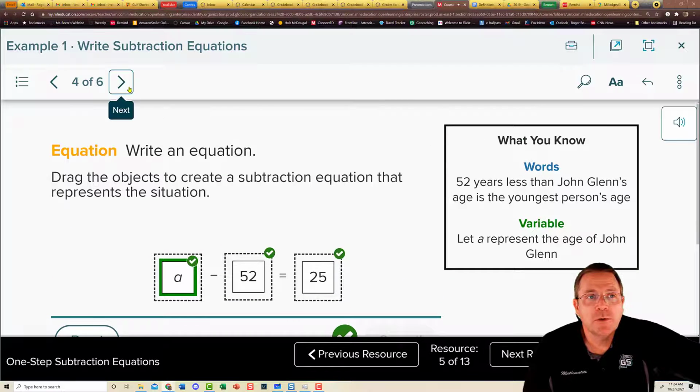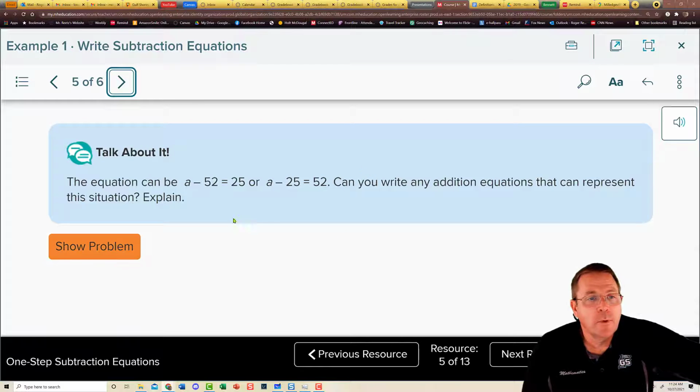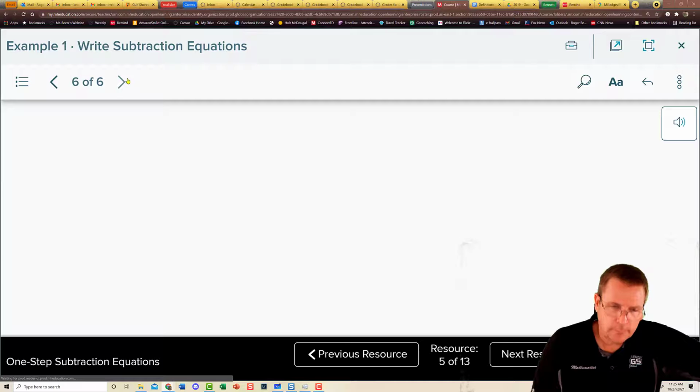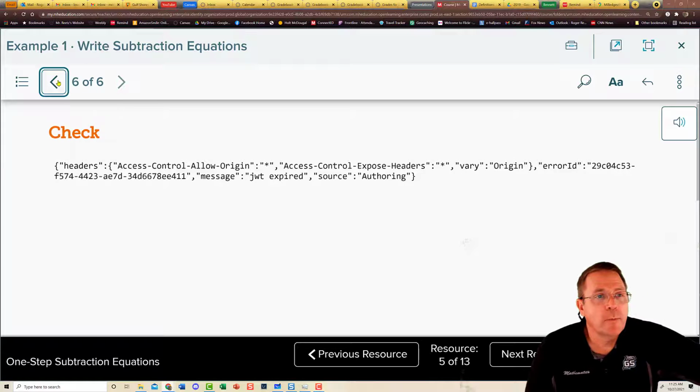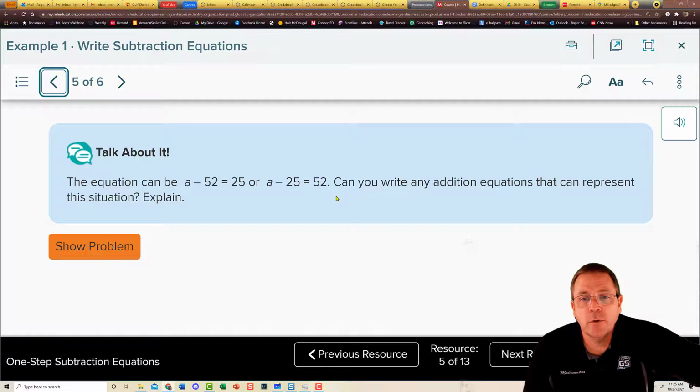That's going to be the equation we're going to end up actually solving in this problem. From here, we can say the equation can be written as A minus 52 equals 25, or A minus 25 equals 52. Technically, either one is going to be correct. And can you write any addition equations that represent the situation? Yeah, you can, but we're not going to do that today. And with that, we're going to be done with that problem. And once again, it's not asking you to check the work. It's just asking you to write the equation.